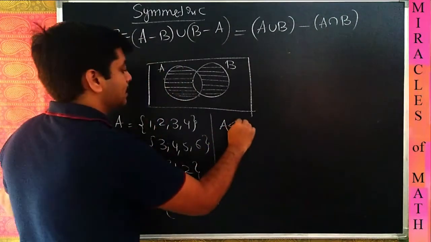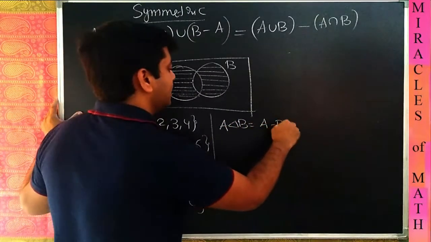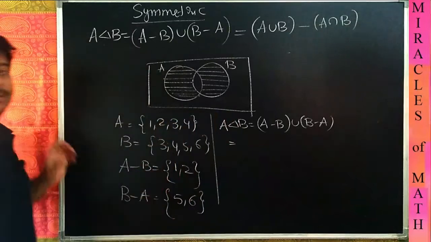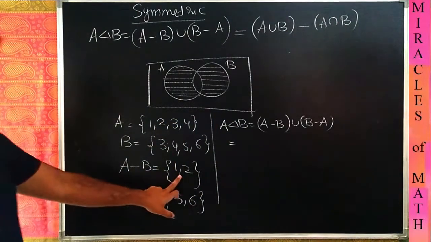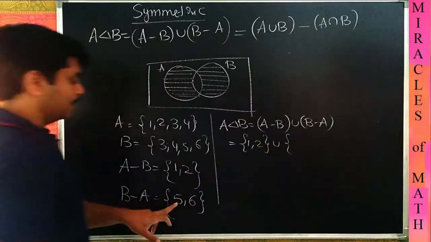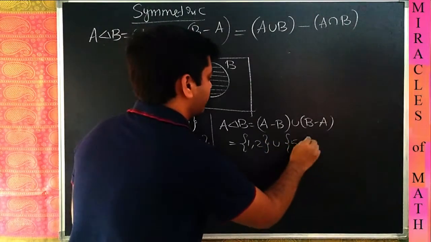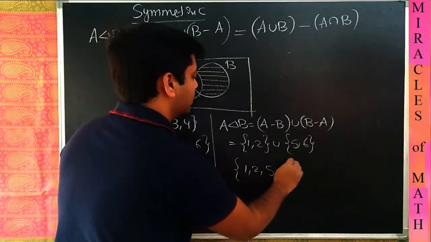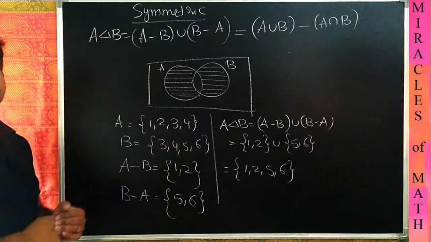A delta B is nothing but A minus B union B minus A. What is A minus B? {1, 2}. What is B minus A? {5, 6}. So if you club these two, what happens? You will get {1, 2, 5, 6}. That is A delta B.